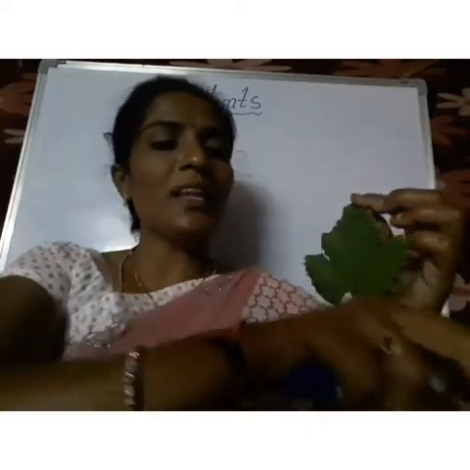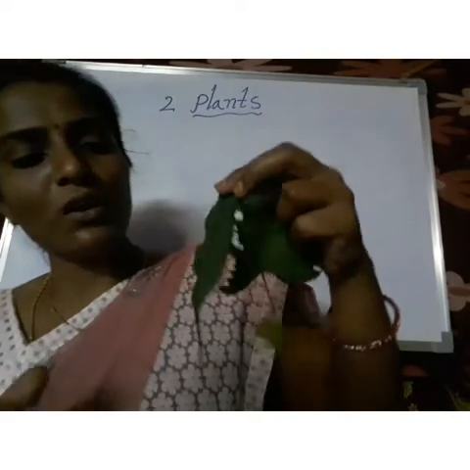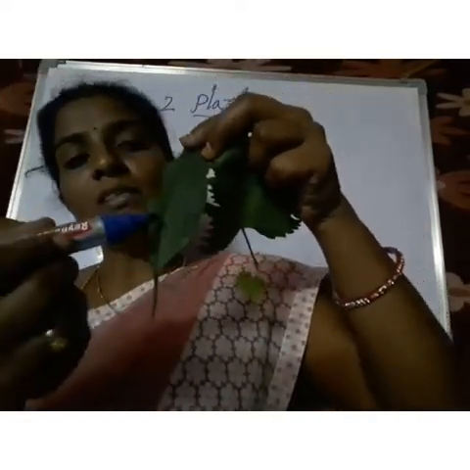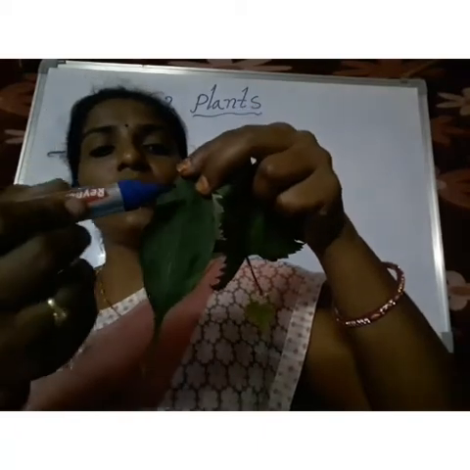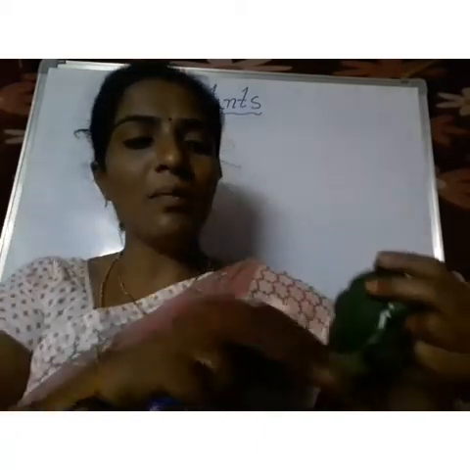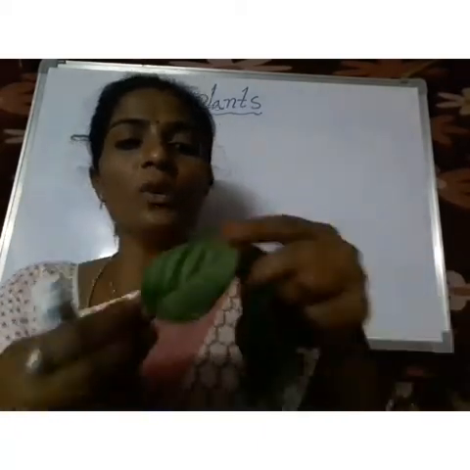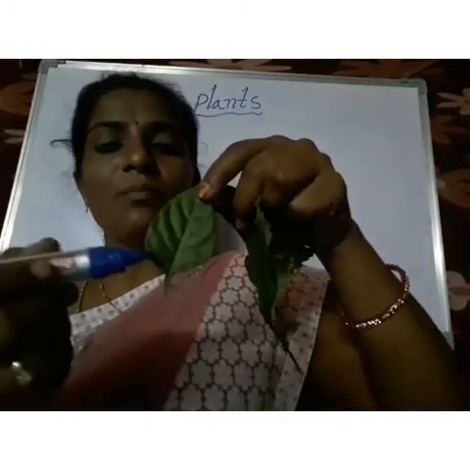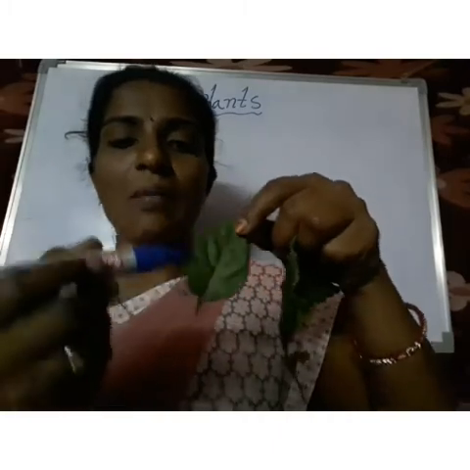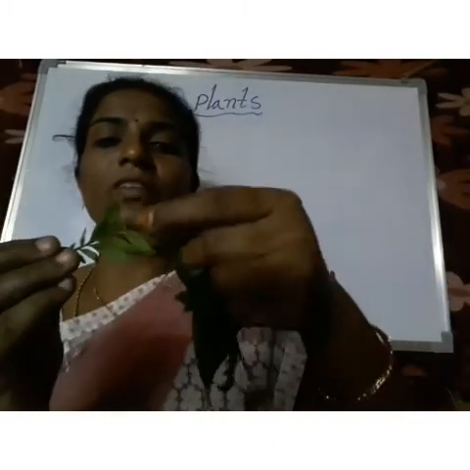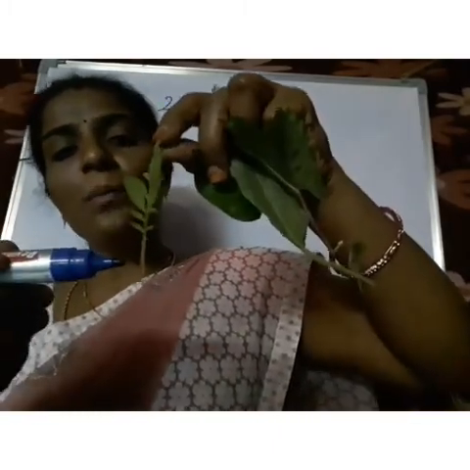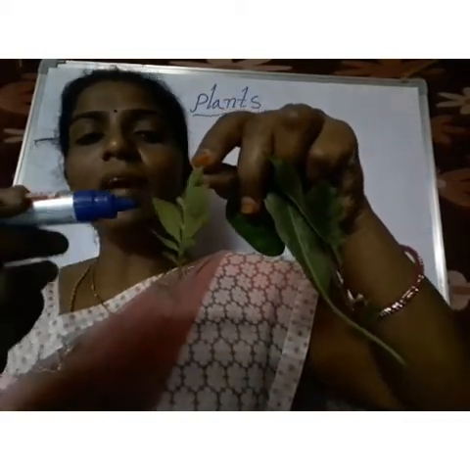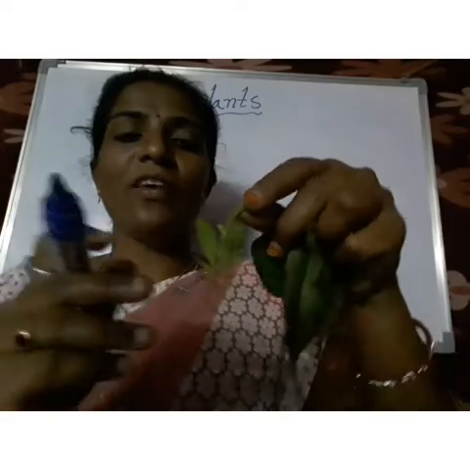Not only this leaf, this leaf also contains the petiole, midrib, side veins and leaf blade or lamina. And this leaf also contains the petiole, midrib, side veins and lamina. And this one also has the petiole, leaf blade, midrib and side veins.